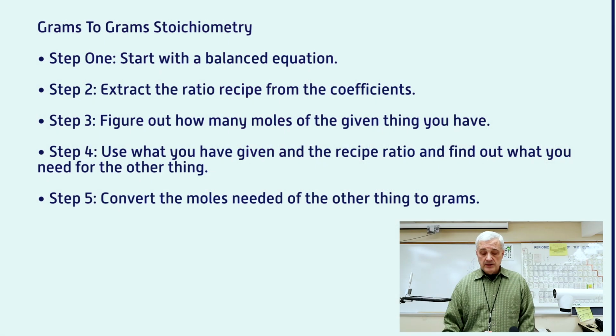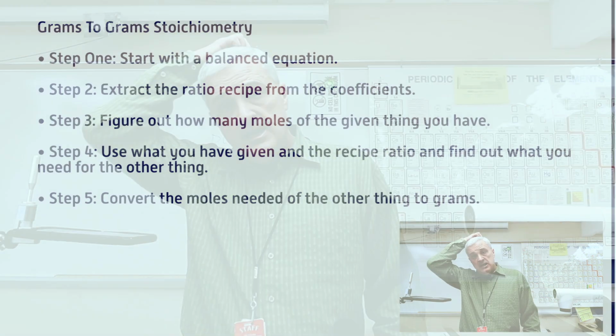Step 1, balance the equation. Step 2, find the ratio. Step 3, how many moles are you starting with? Step 4, multiply that by the ratio, and that's going to give you a new ratio. Take that number and multiply it by the grams of what you are reacting, and that will give you the grams that you need.